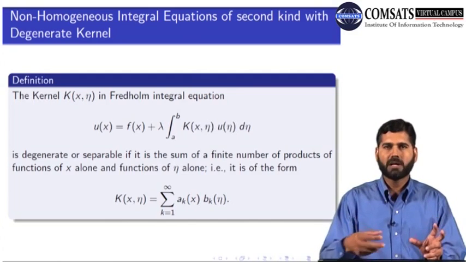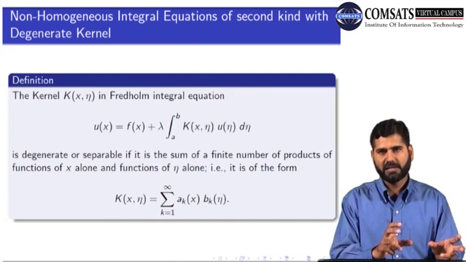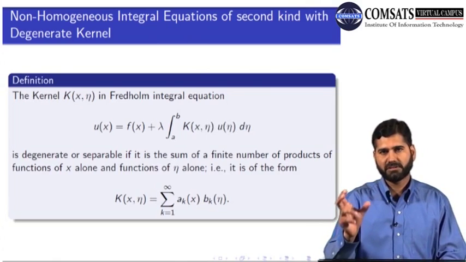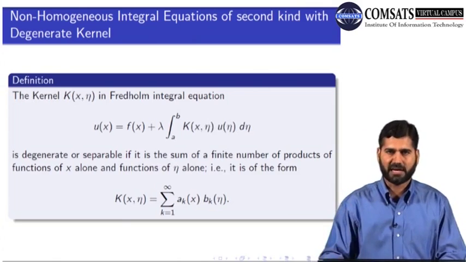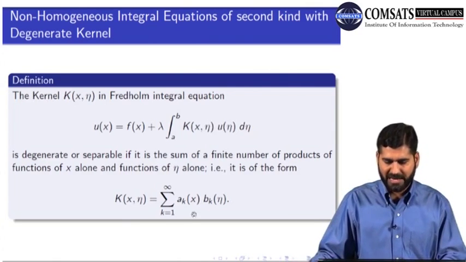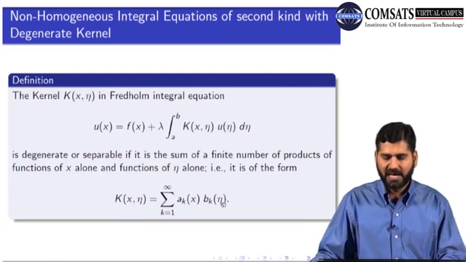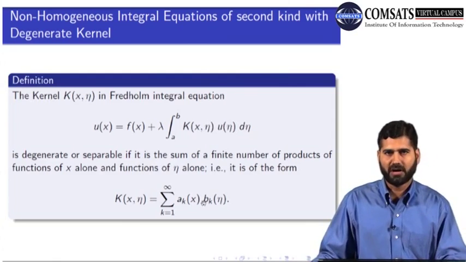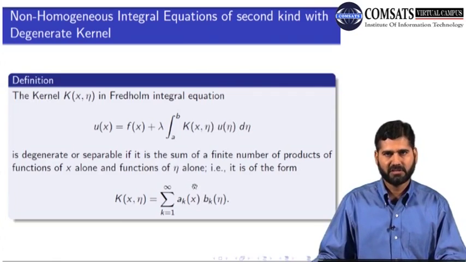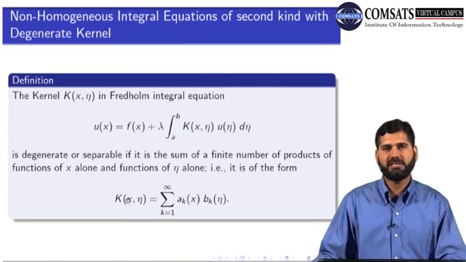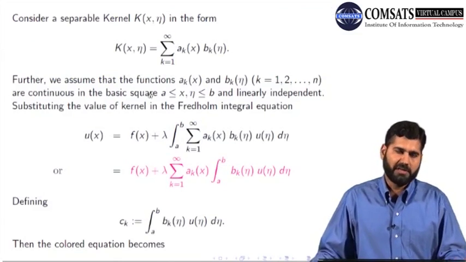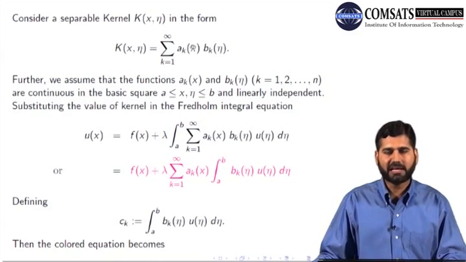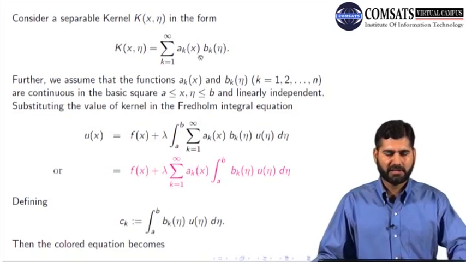So what we do is we try to write our kernel as a sum of products of 2 functions, with one entirely of x and one entirely of eta. Any kernel which can be written this way, one function of x, one of eta, as a sum of such product functions, we call a degenerate kernel. Consider a separable kernel in this form. If it is separable or degenerate, then we can write it like this. There is no problem because this is the definition of a separable or degenerate kernel.